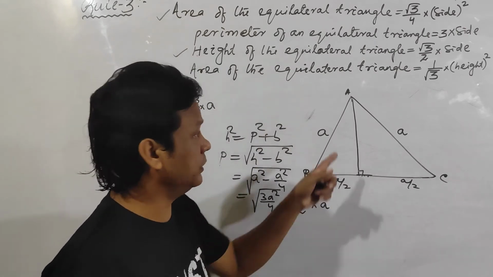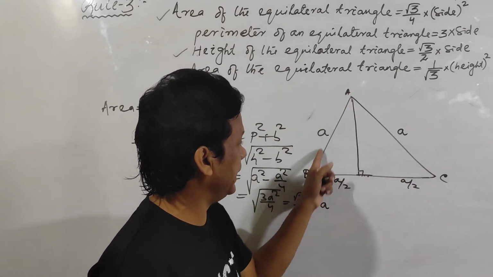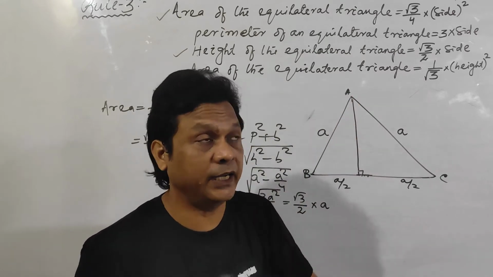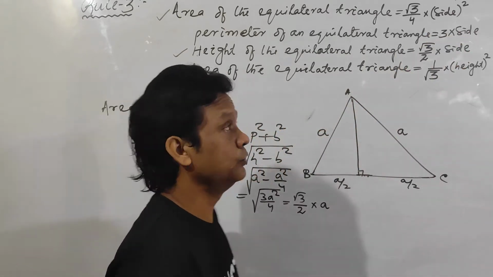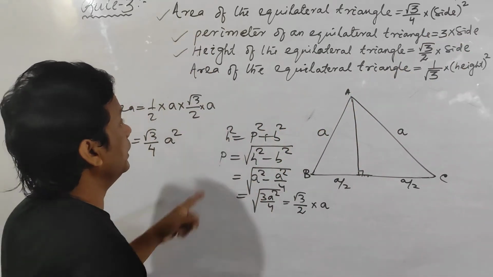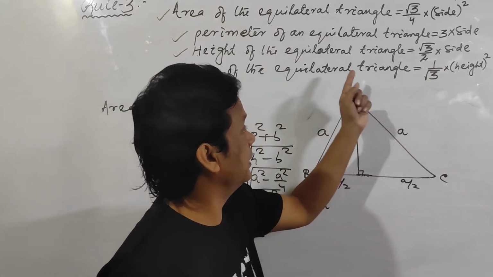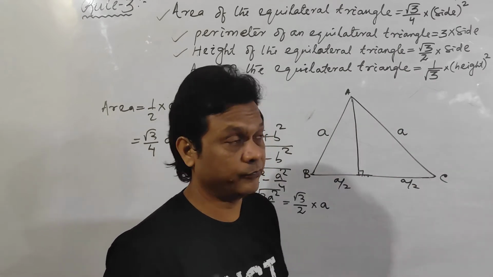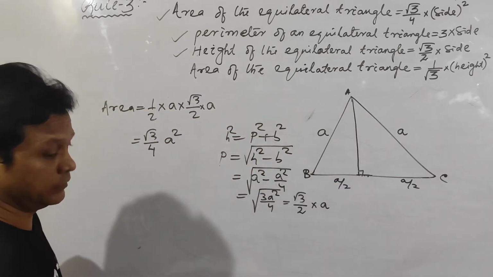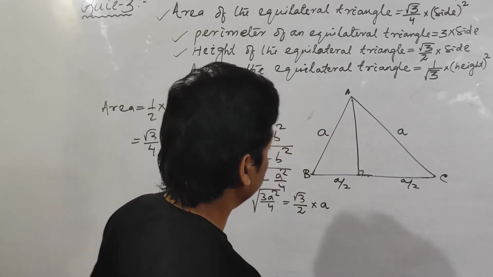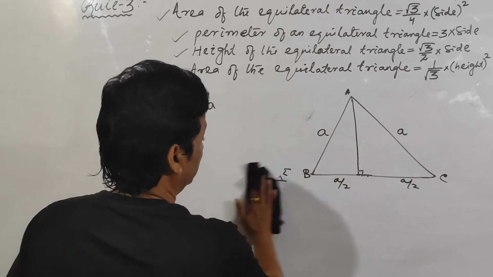And what is the perimeter? Sum of the three sides. That means a plus a plus a, 3a. So 3 into side. Okay, so this formula is over. Now what is the area of the triangle if the height is given? That means this is the relationship between area and height. So see here, from the known formulas, I will find out.